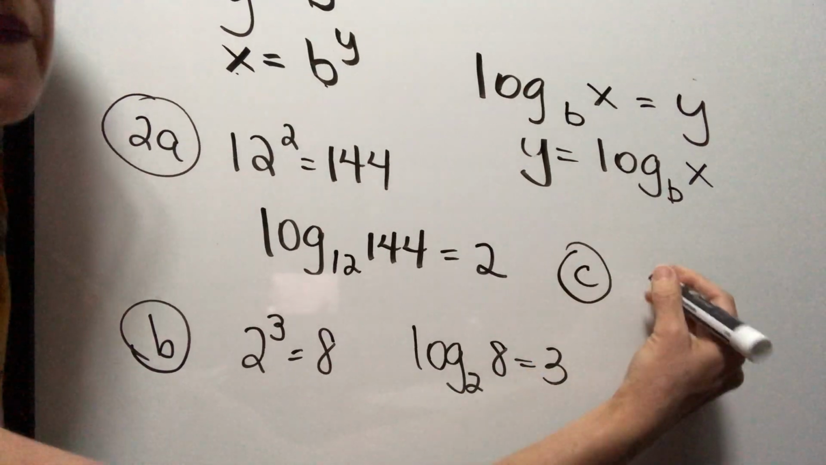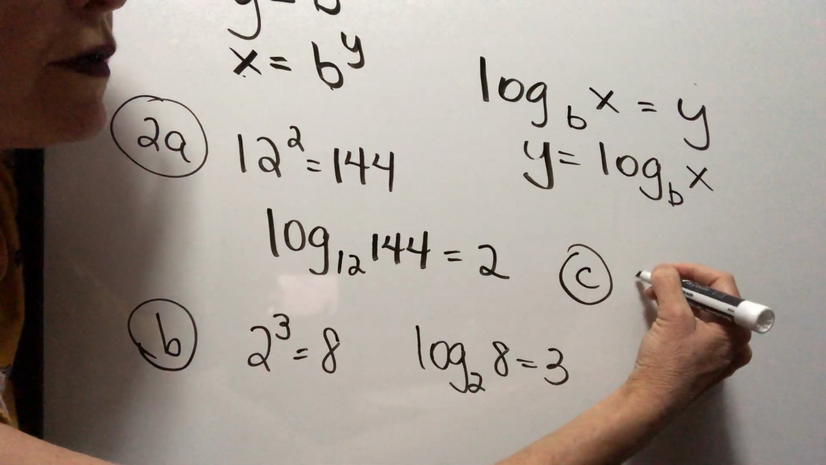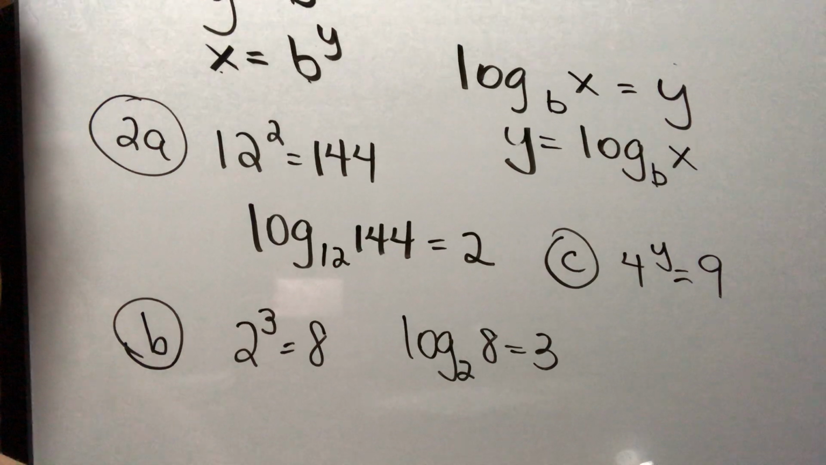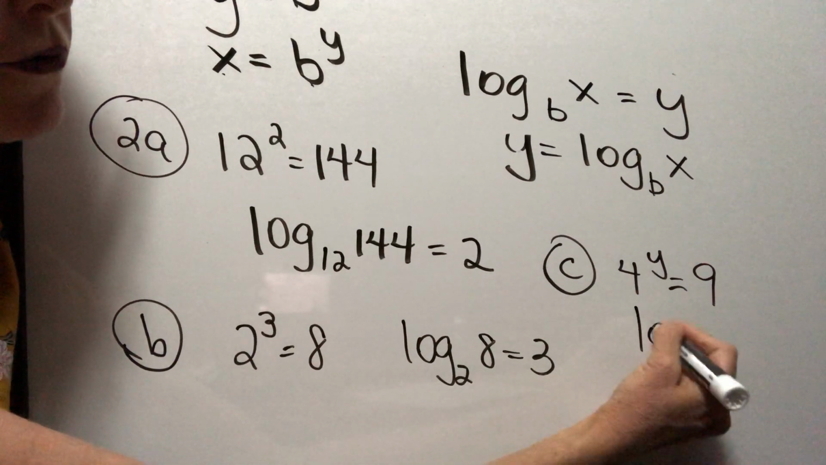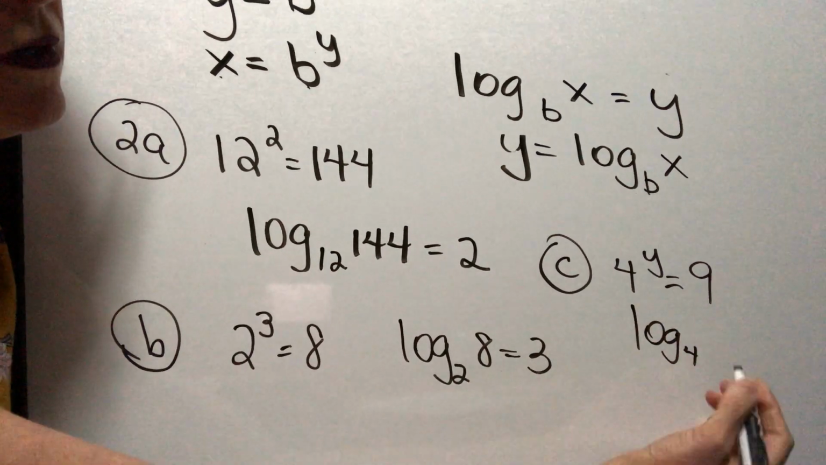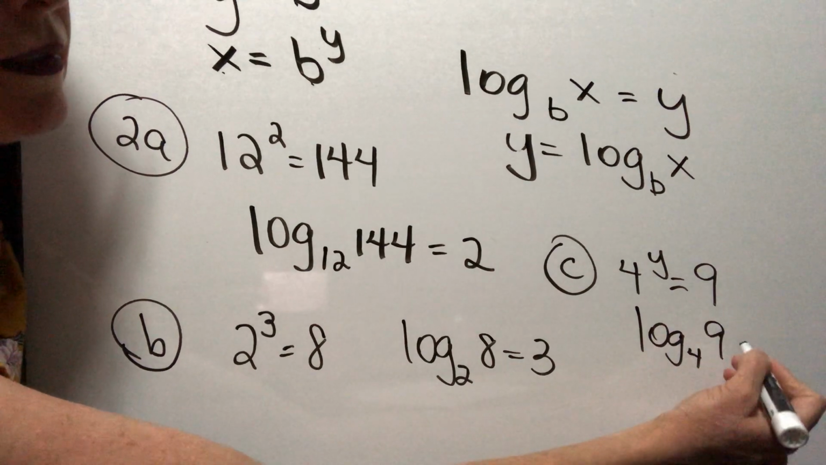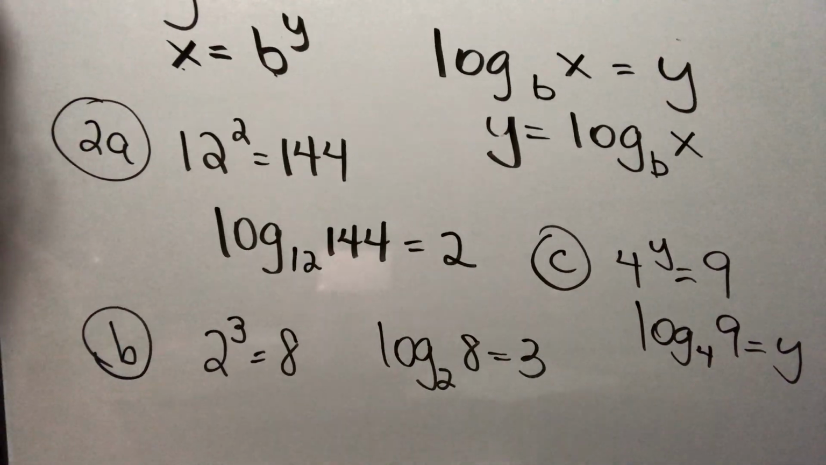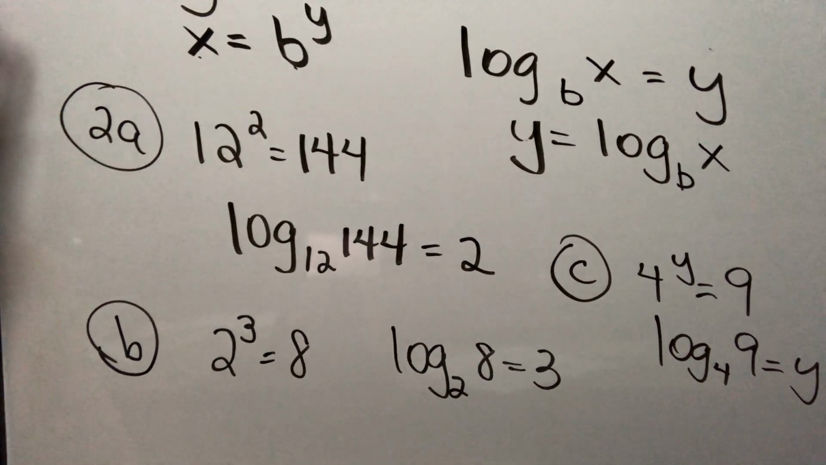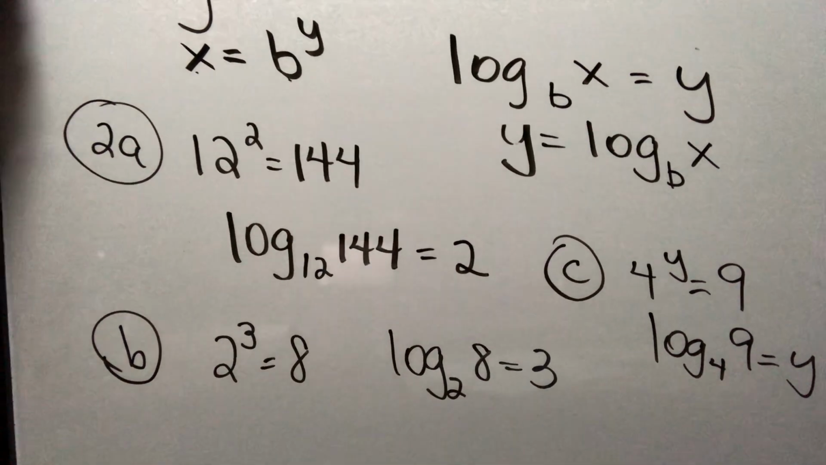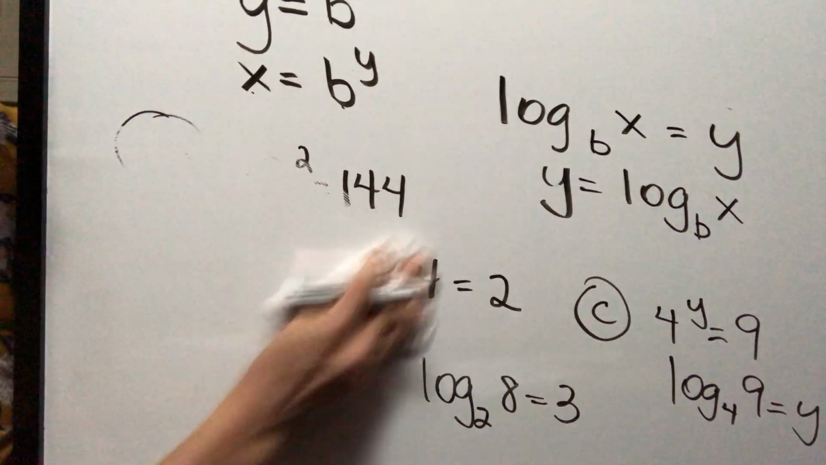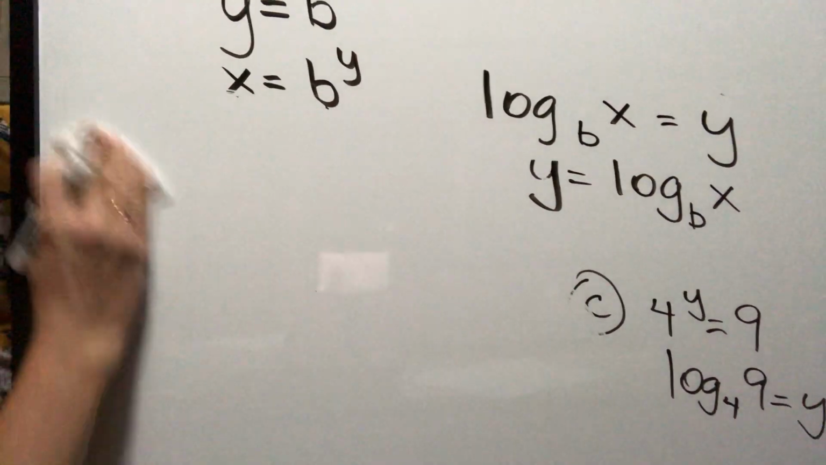And there's one more in number 2. 4 to the y power equals 9. You would rewrite that one as the logarithm with a base of 4 of the number 9 equals the exponent y. So those two things mean the same thing. So all we've done so far in 1 and 2 is just switch from one form to the other, which you will have to be able to do pretty well in future math classes.